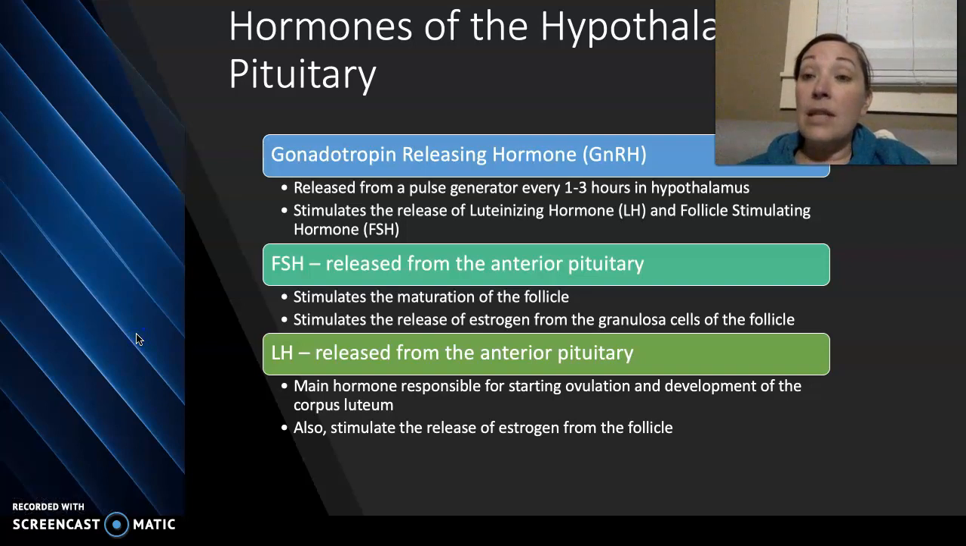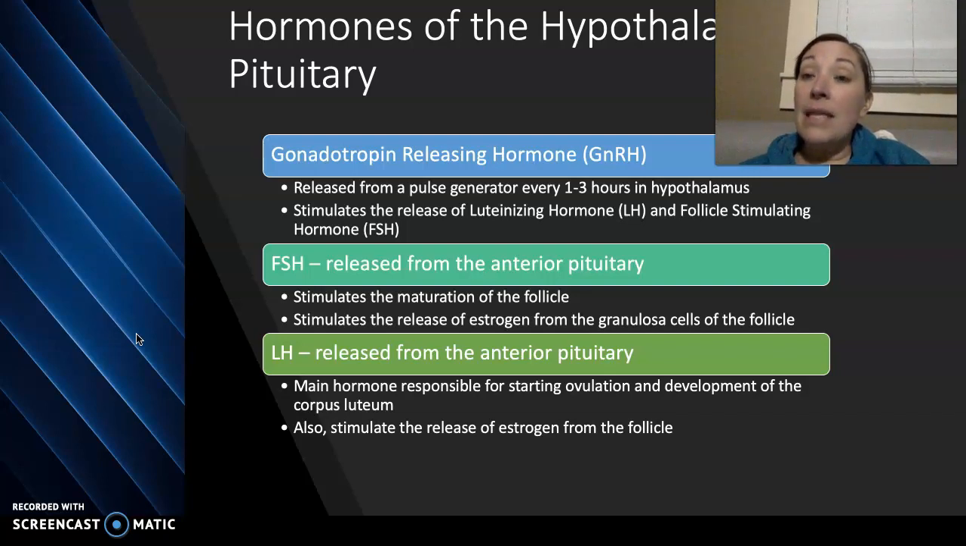The ovary is not the only place that hormones happen that are needed for the female menstrual cycle. The hypothalamus and the pituitary, specifically the anterior pituitary, also provide hormones that are needed for the feedback loops and for the cycle. So you start with the hypothalamus, which has the gonadotropin releasing hormone. It is interesting to note, although it's not really part of a feedback loop, that the gonadotropin is released from a pulse generator every 1 to 3 hours in the hypothalamus.